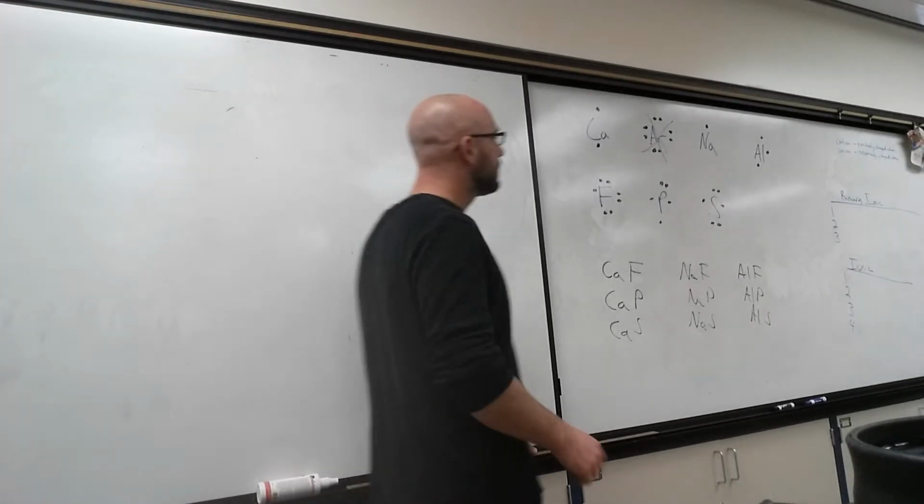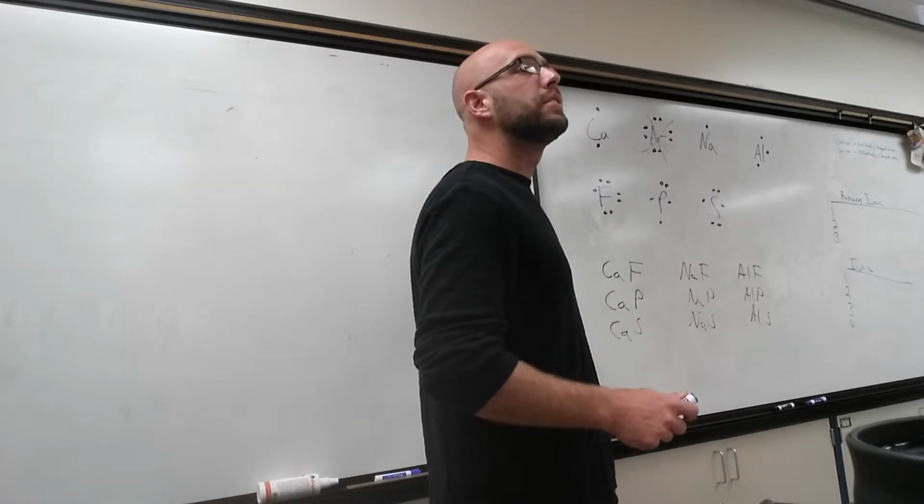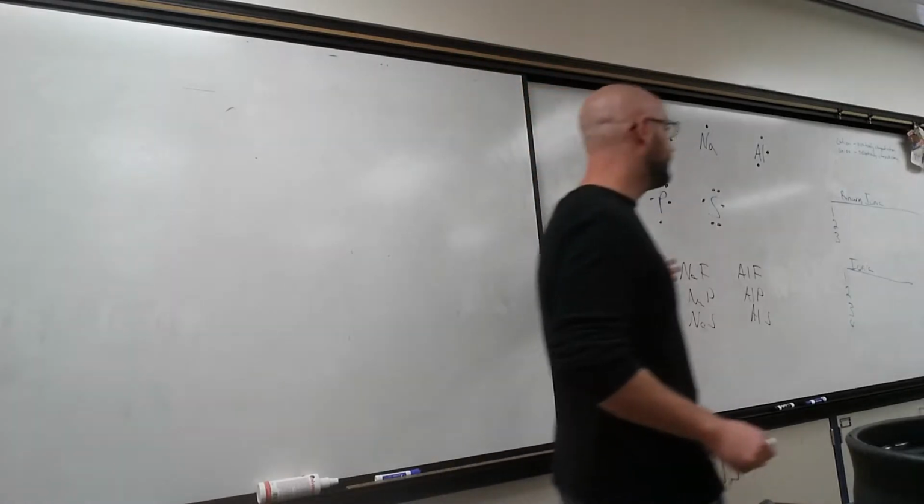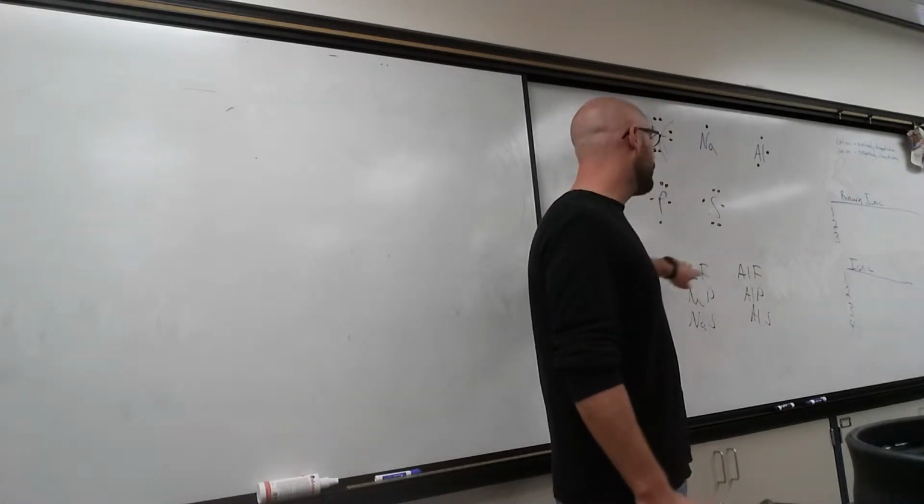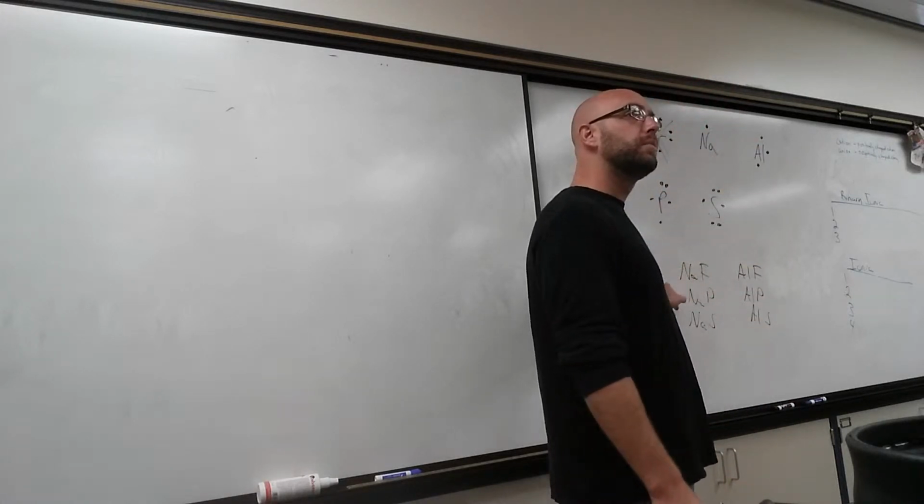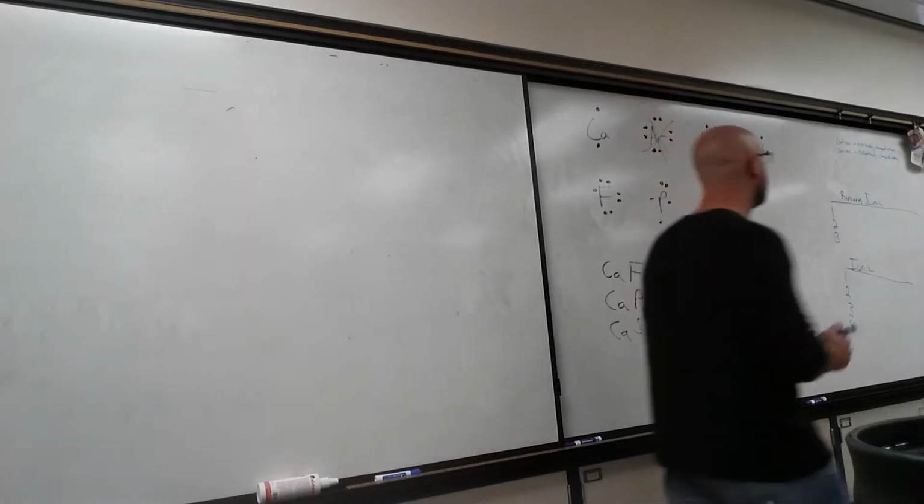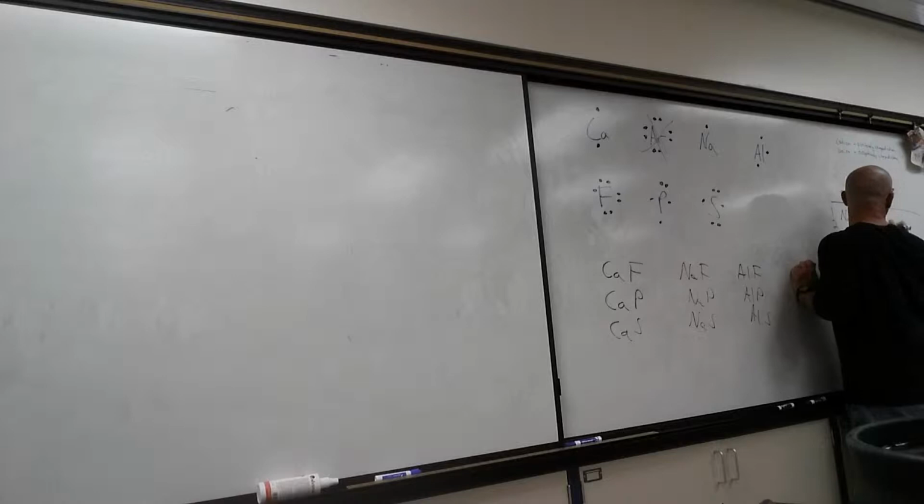Let's go over these. So I'm going to start with sodium, because sodium's the easy one. It's a good way to kind of work our way in. So sodium and fluorine. Sodium has 1 extra valence electron. Fluorine needs 1, so that's easy, right? NaF. So that's a binary ionic. And what are my charges? What are my oxidation numbers? Plus and minus. This is sodium fluoride.